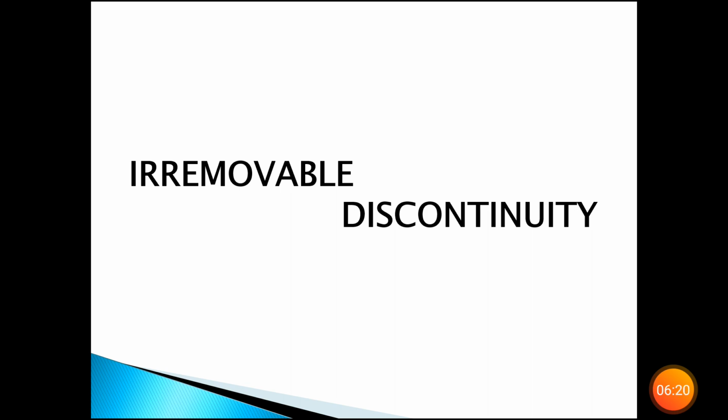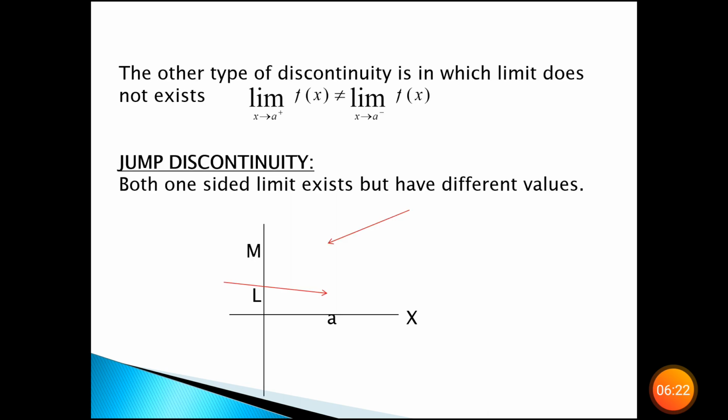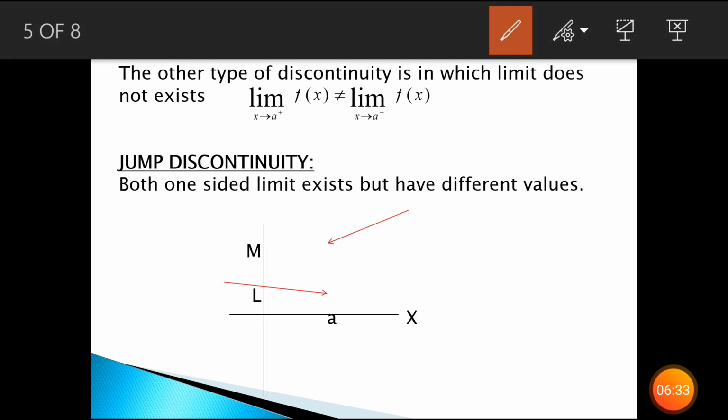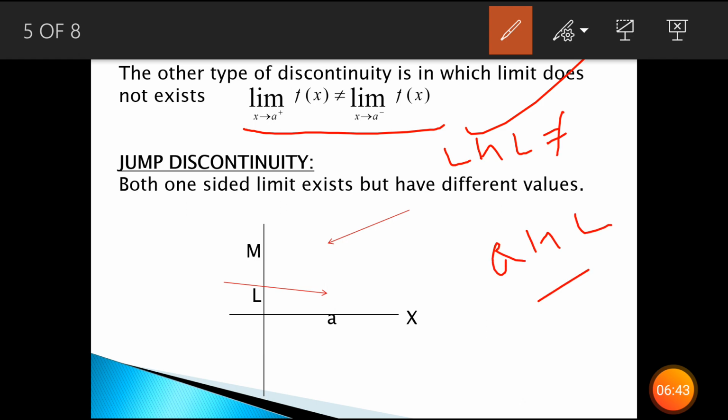Okay, now let's see what is another kind, that is irremovable discontinuity. What is the case and concept? First of all, let's see. In removable discontinuity, I told you that the limit exists but it is not equal to the functional value. But in irremovable discontinuity, the condition is the limit does not exist. It means left hand limit is not equal to right hand limit.